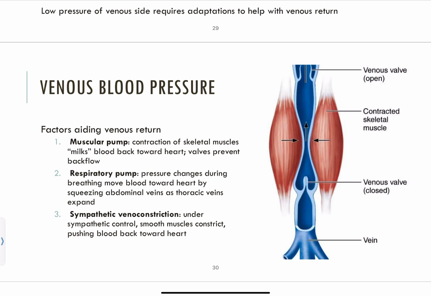The next one is the respiratory pump. When you breathe in, the pressure in your chest is going to drop and the pressure in your abdomen is going to rise, which is basically going to help suck the blood back towards your heart. And then finally, we have sympathetic venoconstriction. When your sympathetic nervous system kicks in, like during exercise or in a stressful moment, the smooth muscles in your vein walls can contract, and that's going to also help push the blood back to your heart.